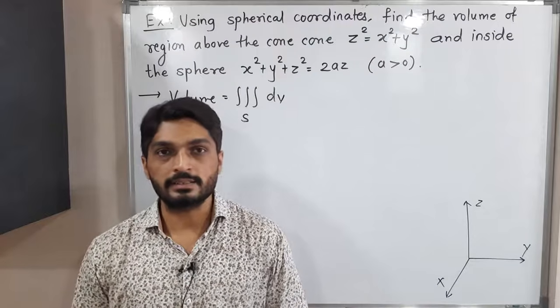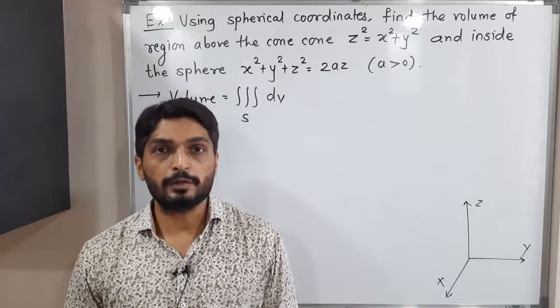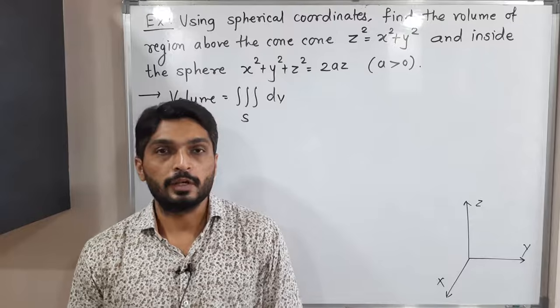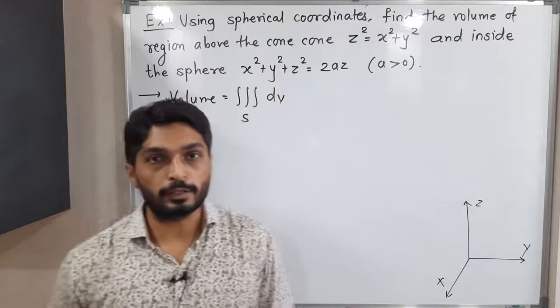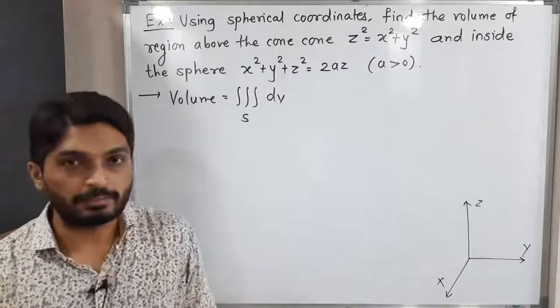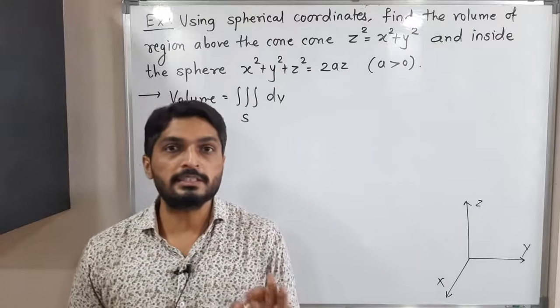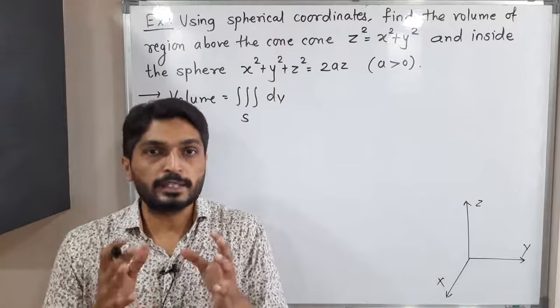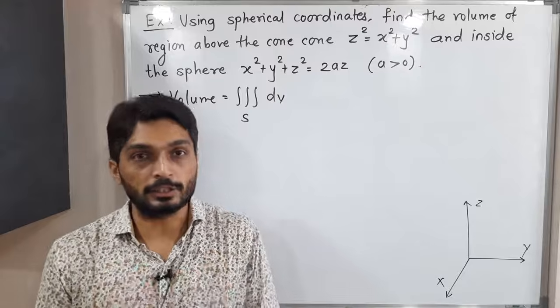Everyone, let us discuss this example. In this example, we have to find the volume of a given region, and we have a very simple formula to calculate volume: triple integration dV. There is no function, and dV means dx dy dz. The most important thing is the given region S.